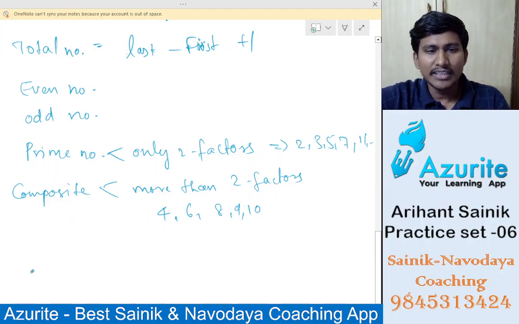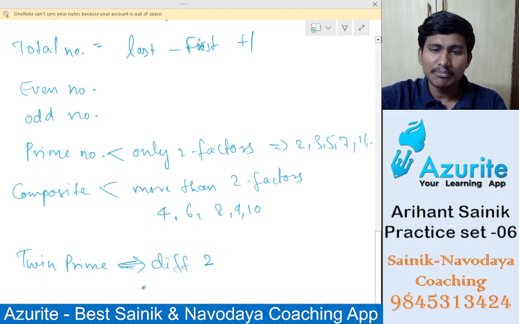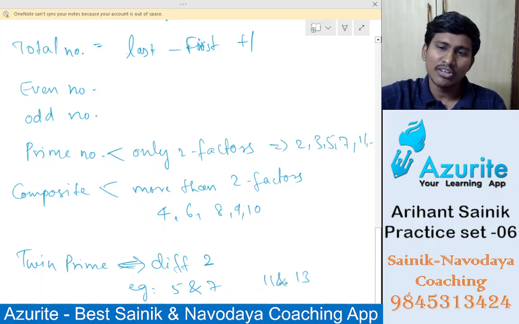And then after that is twin primes. Twin primes means the difference will be 2. Like what? The difference will be 2, right? So if you take the example 5 and 7, the difference is 2. 11 and 13, the difference is 2. These are all prime numbers only, and the difference should be 2.